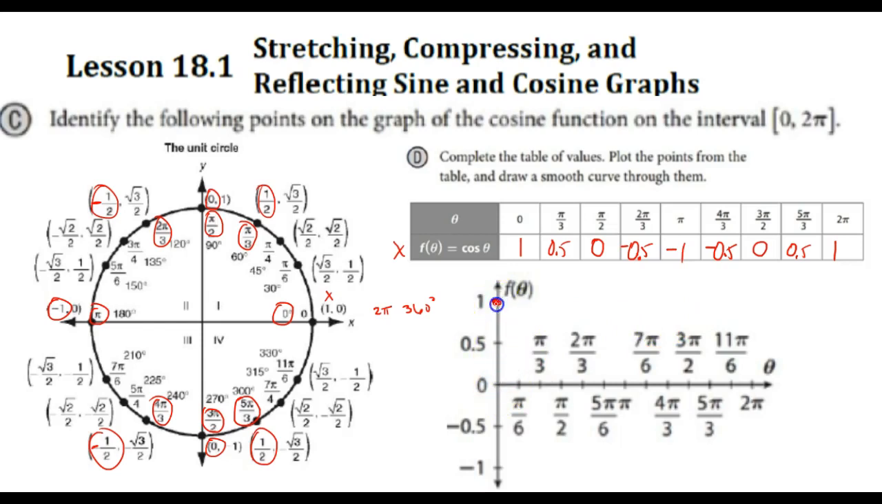0, 1. Pi over 3 is 0.5. Pi over 2 would be 0. 2 pi over 3 is negative 1/2. Pi, which is right there in case you didn't notice, negative 1. 4 pi over 3, that would be negative 0.5. 3 pi over 2 is 0 again. 5 pi over 3 is coming back up. It's going back at it. And 2 pi is at 1.